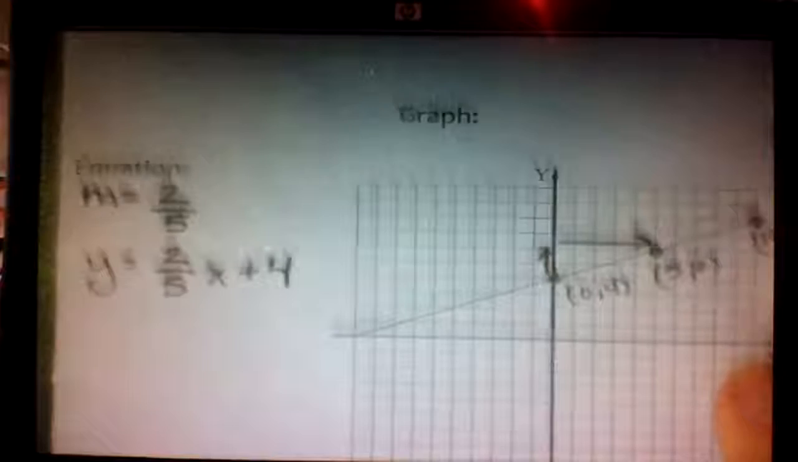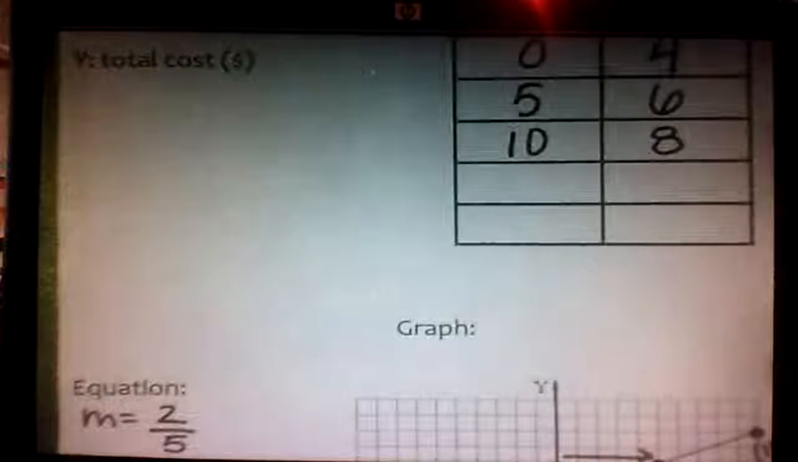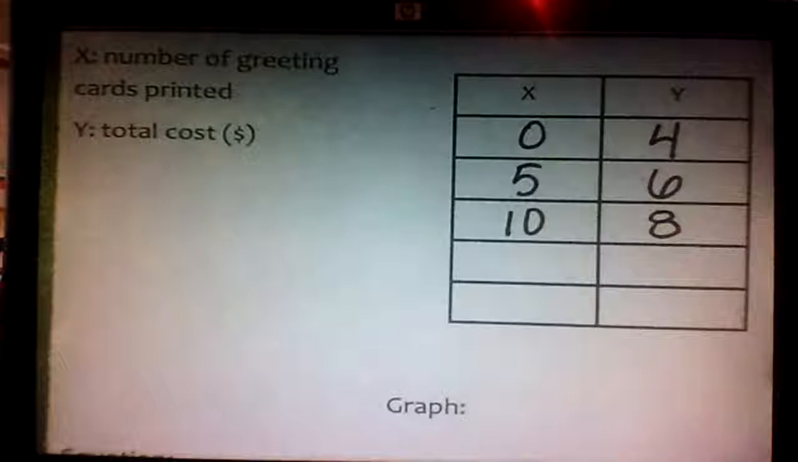Okay, so it's increasing. Let's see what we're even talking about here. X is the number of greeting cards printed. Apparently, we're like Hallmark now. How many greeting cards have we printed? And the total cost of the greeting cards. So, if we printed none, we spent $4. What do you think that's for? Just to have the ink, the card stock for it. We haven't printed anything yet, and we've already spent money.